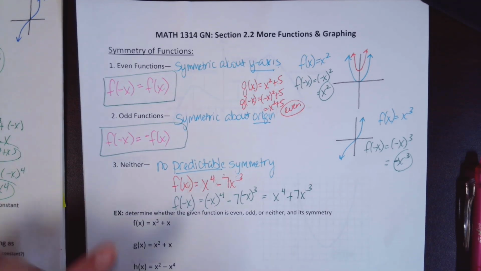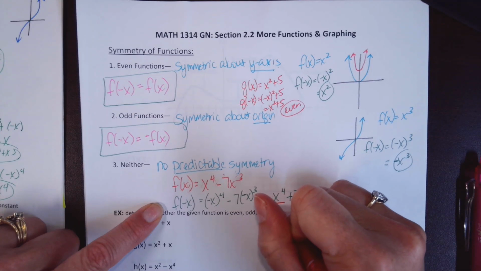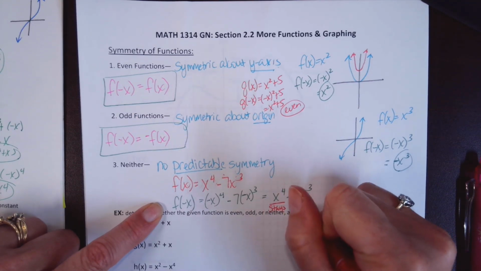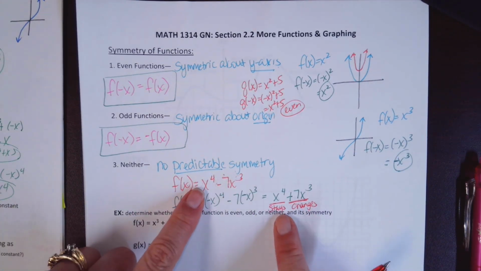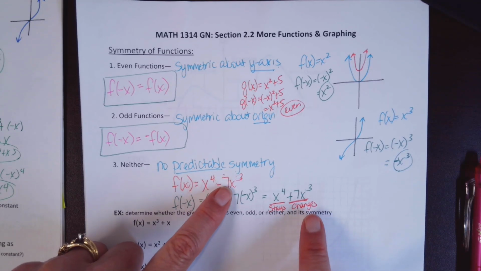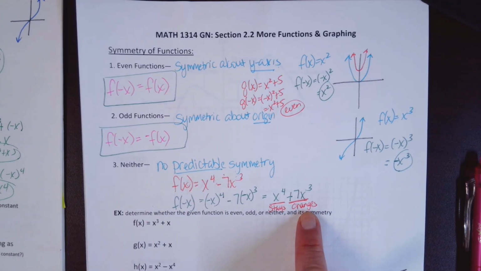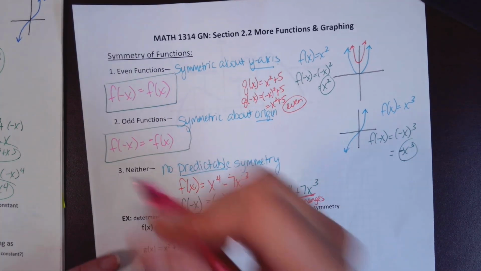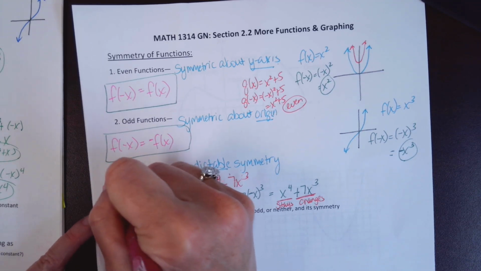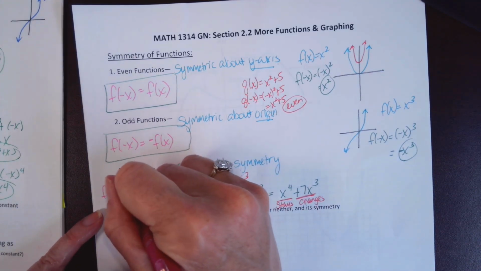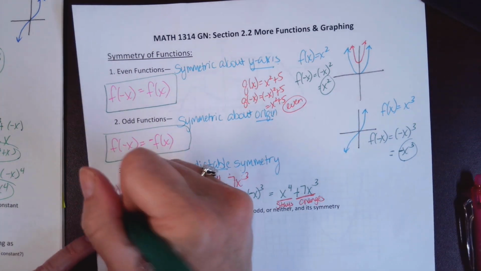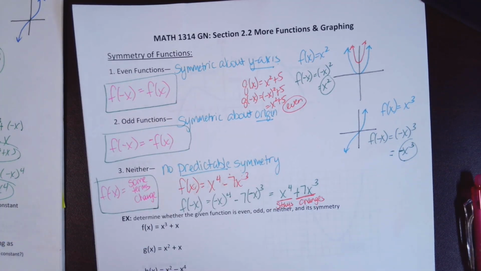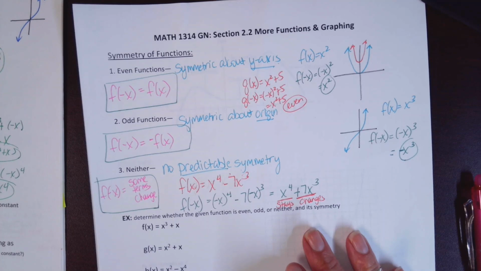This one stays the same. This one changes sign. Stays the same, changes sign. This one started positive. This second term started negative. It became positive. So if some terms change sign, we don't have predictable symmetry. So when I plug in that negative x and some terms change, and some can be just one term, if anything changes, and not everything changes, it's not predictable symmetry.